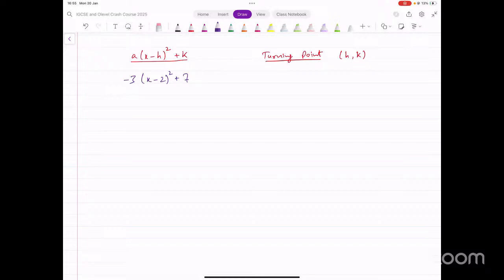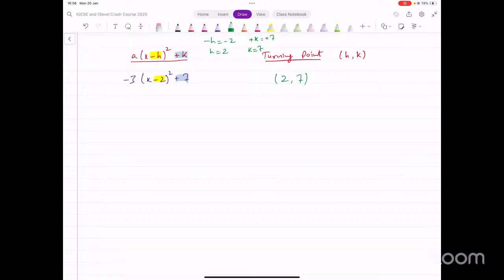Now, what's the turning point of this function? You compare it with the standard form and see what that gives you. When you compare with the standard form, in place of minus h, you have minus 2. And in place of plus k, you have plus 7. So what's the value of h and what's the value of k? You can think of it like this: minus h equals minus 2, h equals 2. So the x coordinate of the turning point is 2. Plus k equals plus 7, and the value of k is 7, so the y coordinate is plus 7. This is the turning point of this function, 2 and 7.